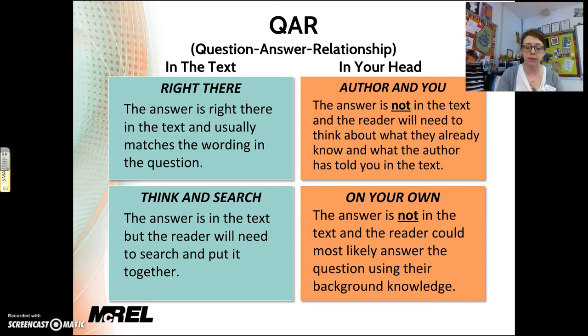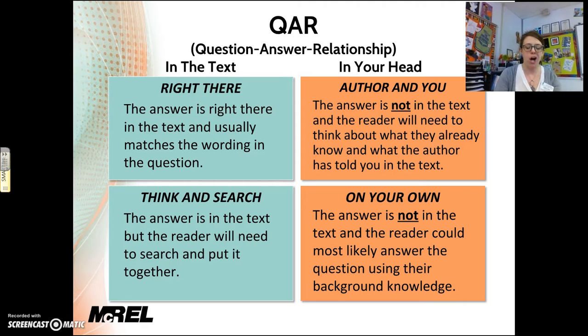These are the lower level Bloom's or Webb's questions whose answers can be pulled directly from the text. Often the words used in the question are mirrored in the text. It requires that literal thinking. Okay? The think and search is information from several parts of the text, and it's put together to generate an answer. So it requires literal thinking as well. However, there's a little bit more searching in the text.